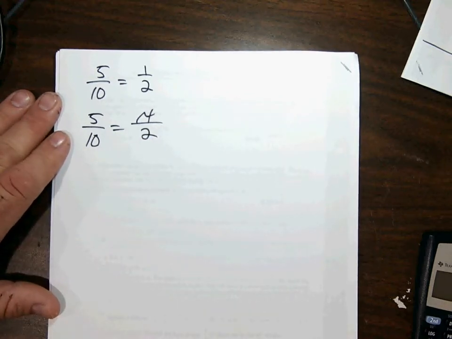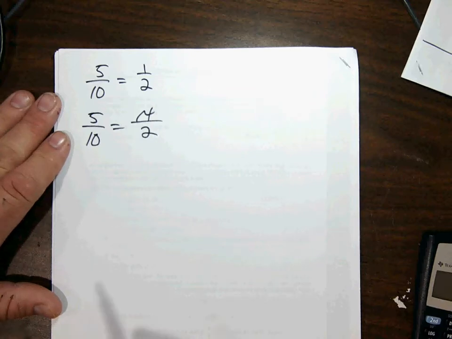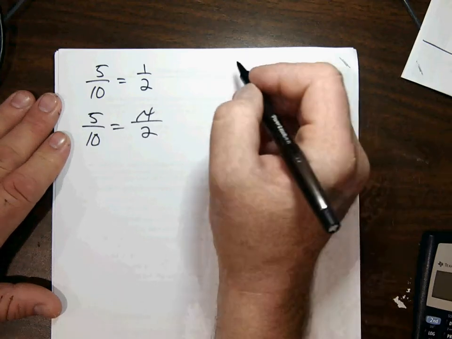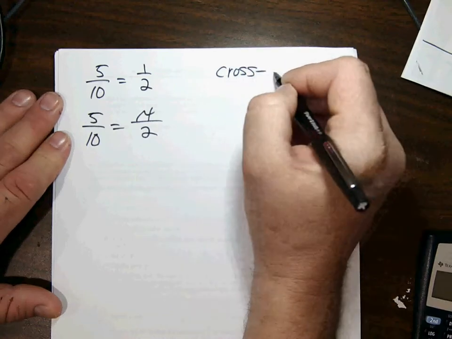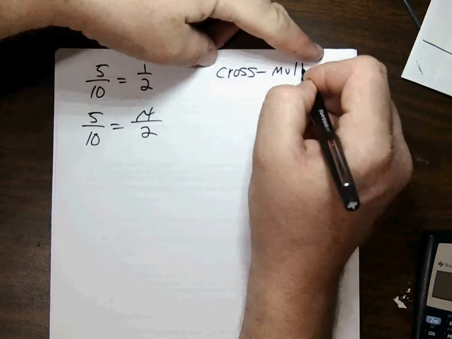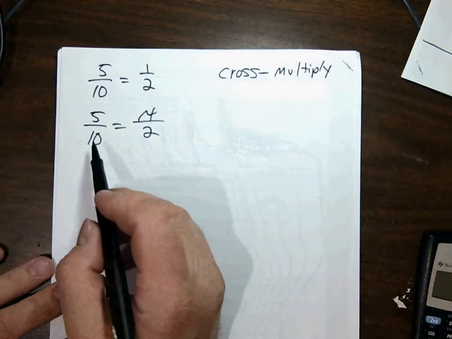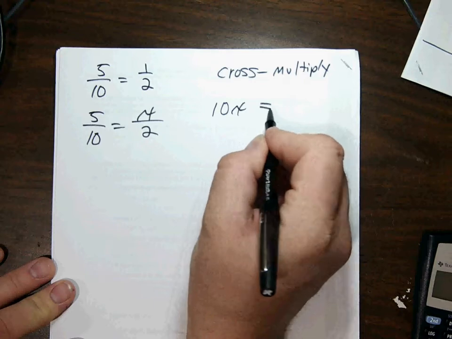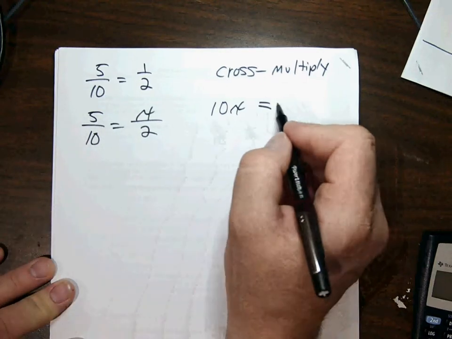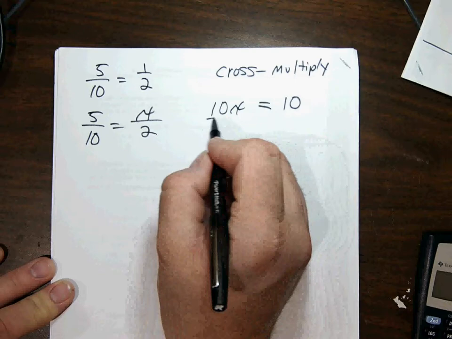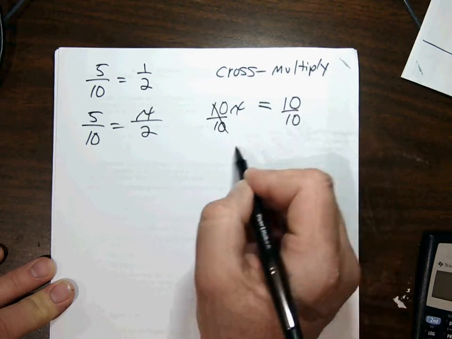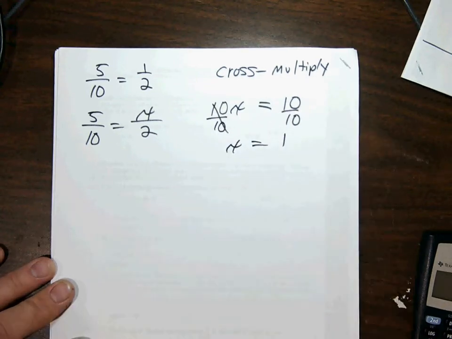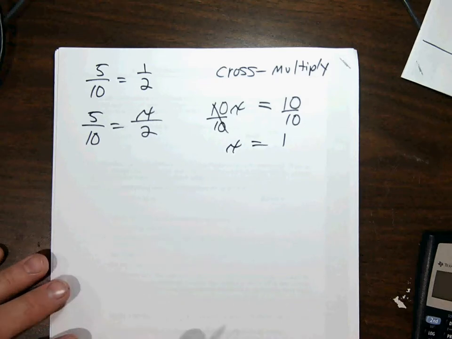Now it's an equation. One of the beautiful things about proportions, which are basically two fractions set equal to each other, is there's kind of a quickie little way to solve a problem like this. We use a technique called cross-multiply. I take these two numbers and multiply them together. So I get 10x equals these two numbers multiplied together, 5 times 2 is 10. Now I solve it the way we've been solving. Divide by 10, and we get x equals 1. So we can use that idea.